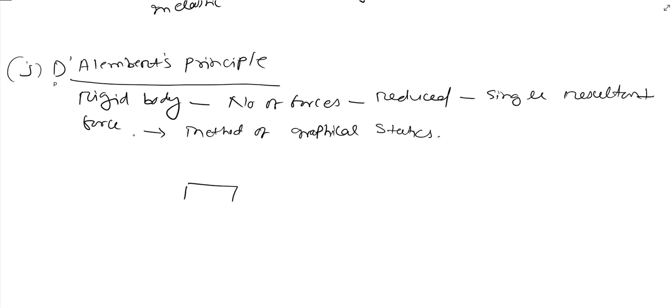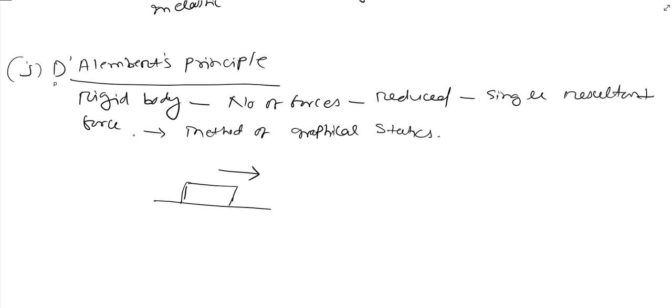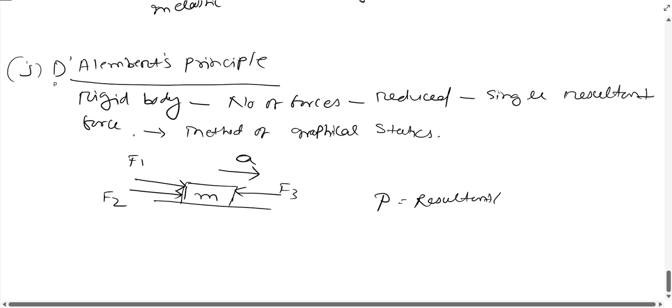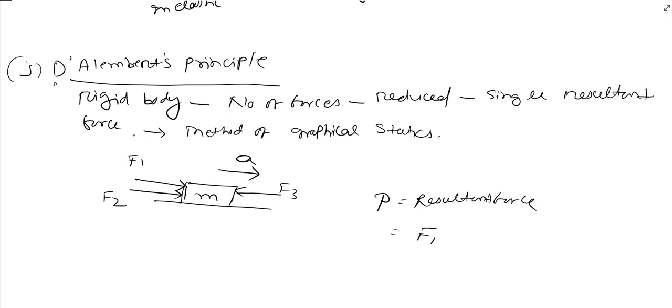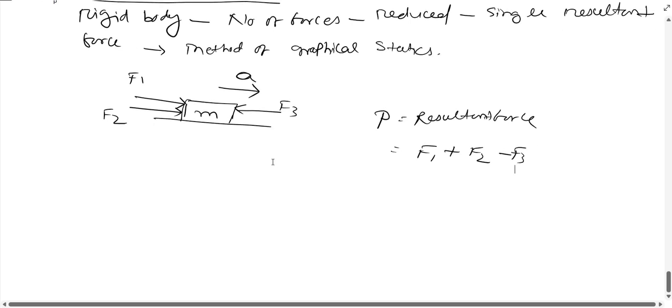Suppose this is a body, and this body is moving in this direction with an acceleration of a, and let the mass of the body be m, and let different forces F1, F2, F3 be acting on the body. According to D'Alembert principle, we can represent F1, F2, F3 by a single resultant force. Let P be the resultant force, which is nothing but F1 plus F2 minus F3, because all the forces are collinear.